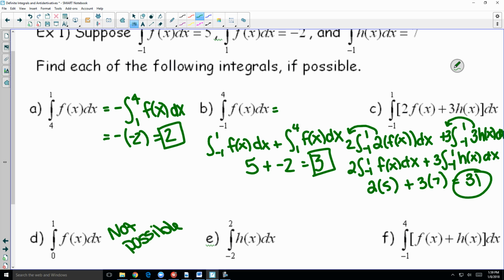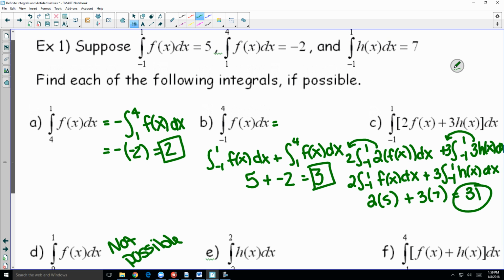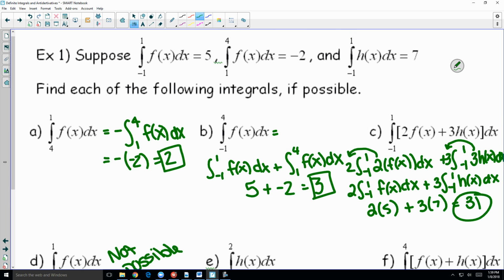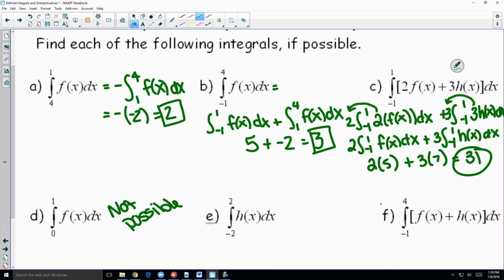This one right here, same idea. So again, there's no rule that says if you know negative 1 to 1 that you could just multiply the whole thing by 2 and get double the area to change the bounds. So again, not possible. And you should get not possible for this one too.